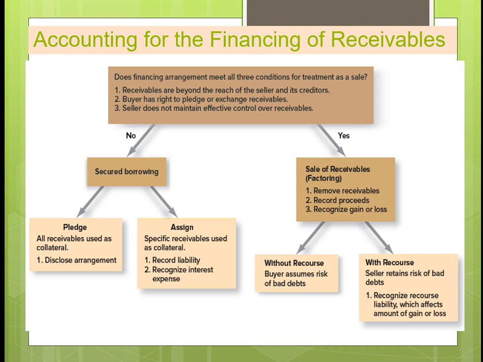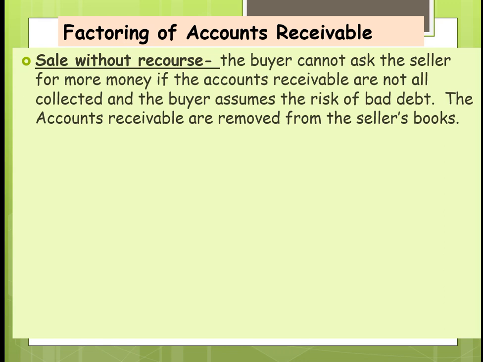Now there's two ways that you can do factoring. Without recourse, the buyer assumes the risk of the bad debt. With recourse, the seller retains risk of some of the bad debt. Now, sale without recourse. The buyer cannot ask the seller for more money if the accounts receivable are not all collected, and the buyer assumes the risk of bad debt. The accounts receivable are removed from the seller's books.